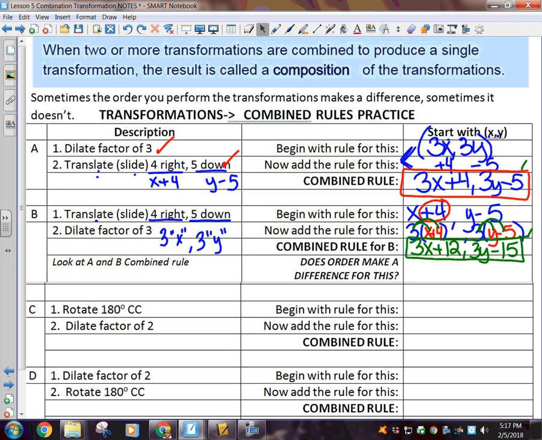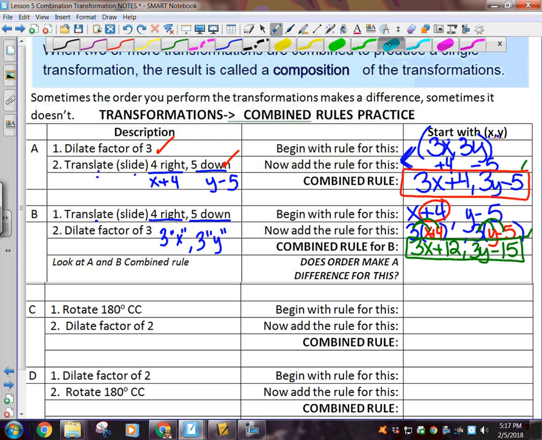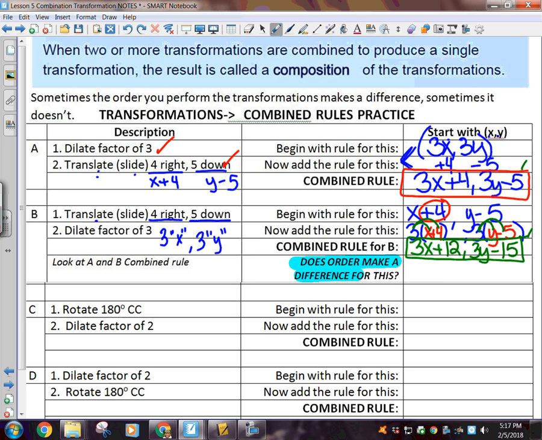So here's the question I want you to pause to consider. Does order make a difference for this? Well, I think you can see here I'm adding 4, and up there in the part B I'm adding 12. So there's no doubt that this is a big fat yes. Okay, a big fat yes.